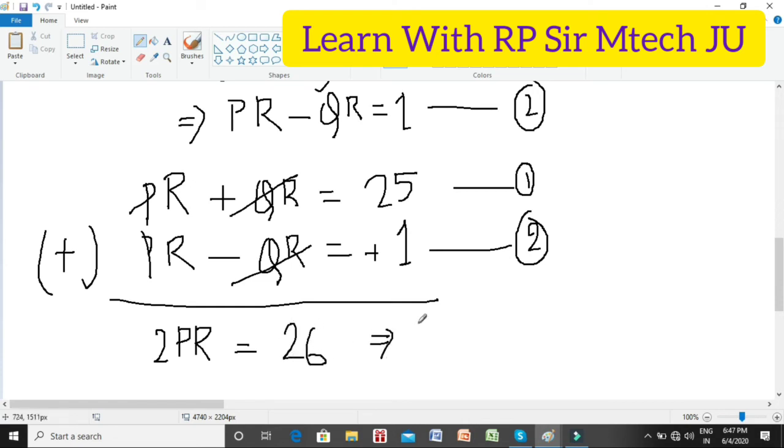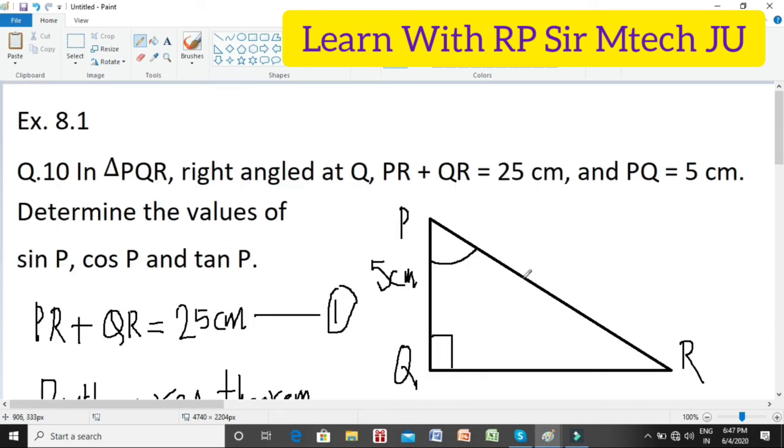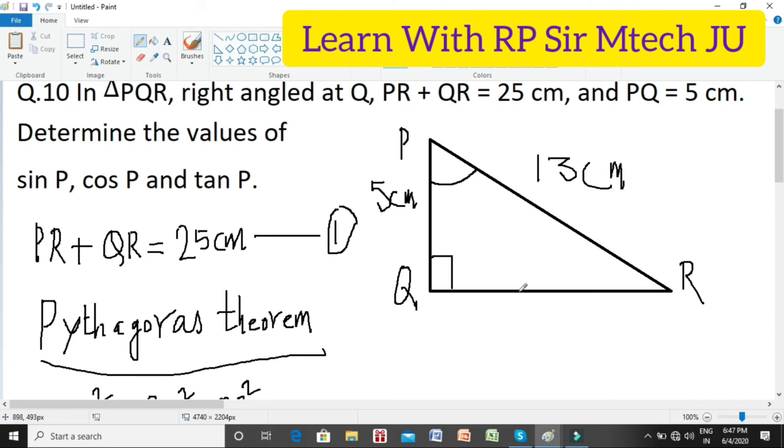So from here we can get the value of PR as 13. So PR will be 13 centimeter. And if we put the value of PR in either equation 1 or equation 2, we can get the value of QR. So the value of QR will be 12 centimeter. Right? So let us put these values now on the diagram. So PR is 13 centimeter and QR is 12 centimeter.